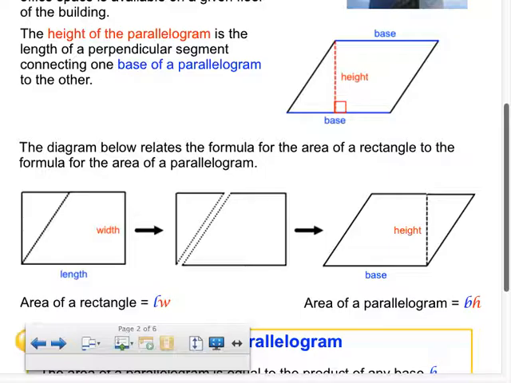Now, if you notice, the base is still the same. It's still the same from the original one. Do you see that? I didn't change the base. The height, it's still the same as the width. My height, it's still the same. Do you see that? I didn't change that.